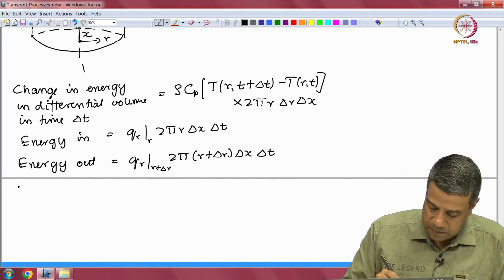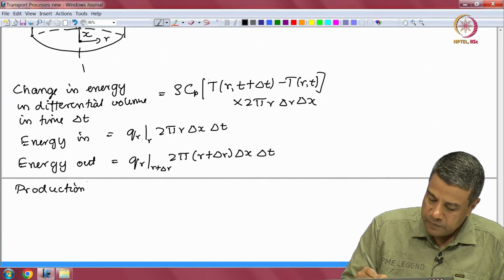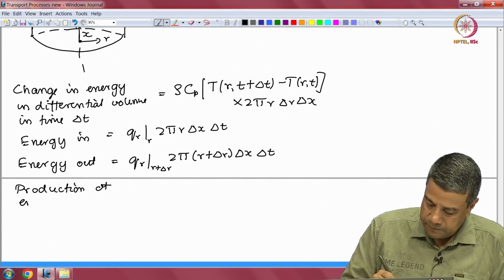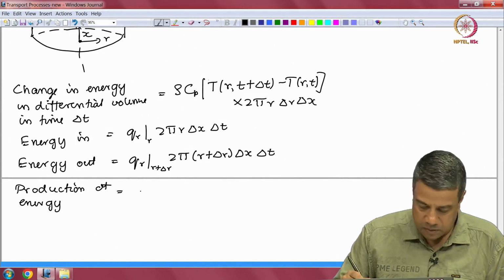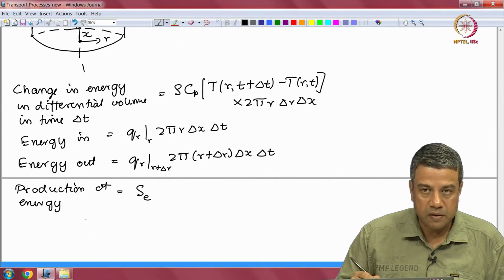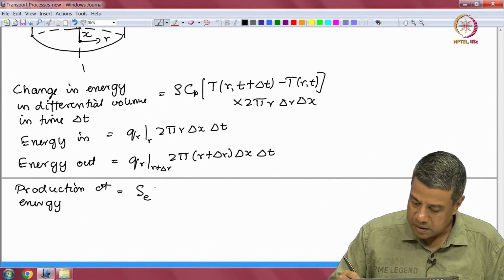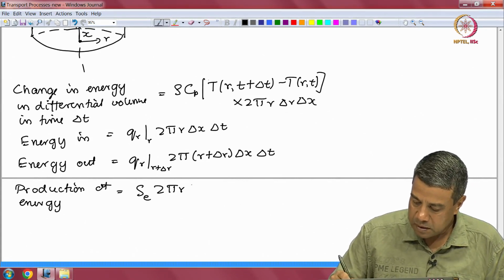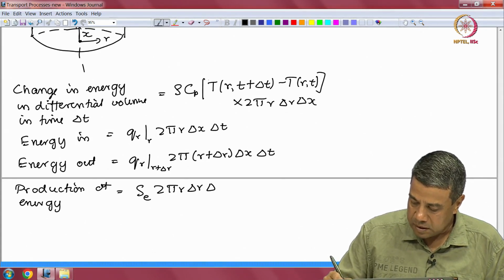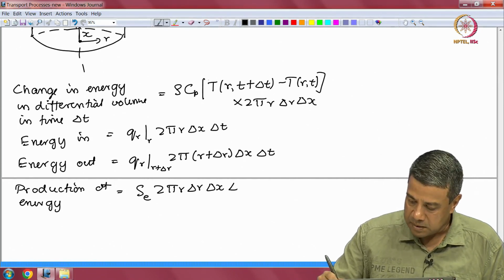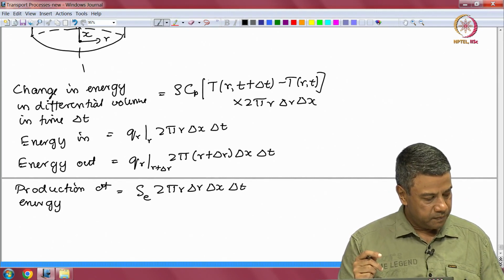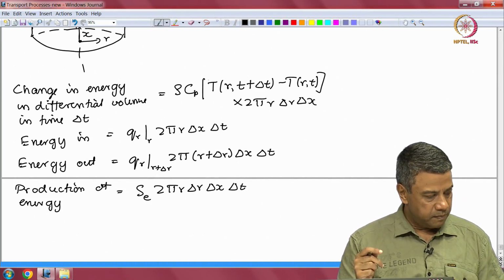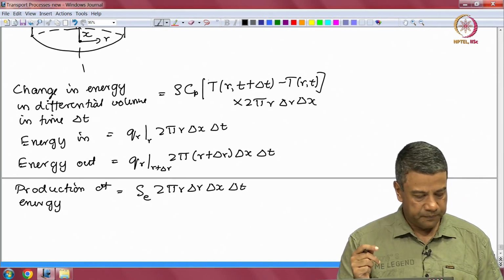And the production of energy is going to be equal to the production per unit volume per unit time times 2 pi r delta x, that is the volume, times time delta t. Okay.